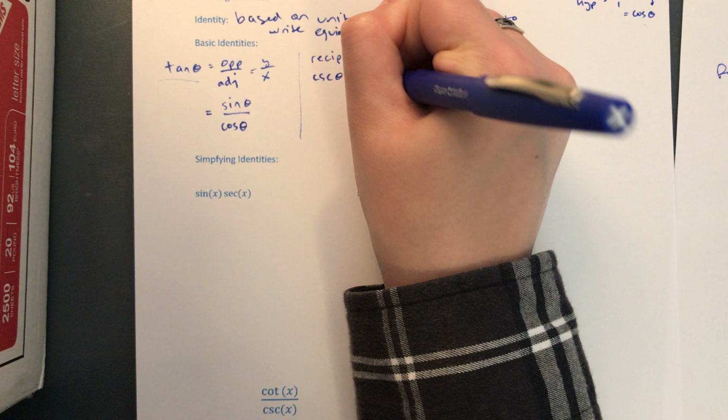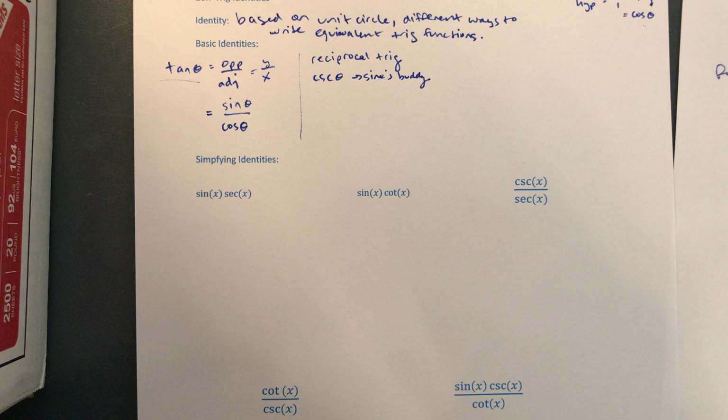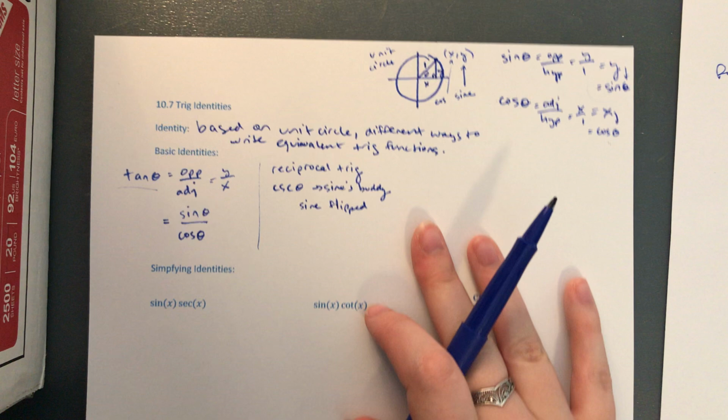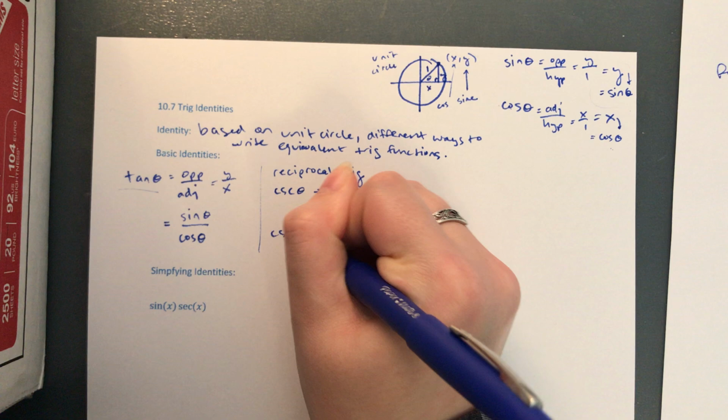So cosecant is sine's buddy. Cosecant is sine flipped. Well, sine is opposite over hypotenuse, which is y over 1. So that means cosecant is the flipped of y over 1. So cosecant is 1 over y.